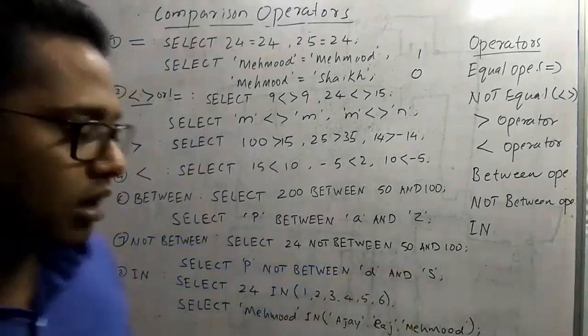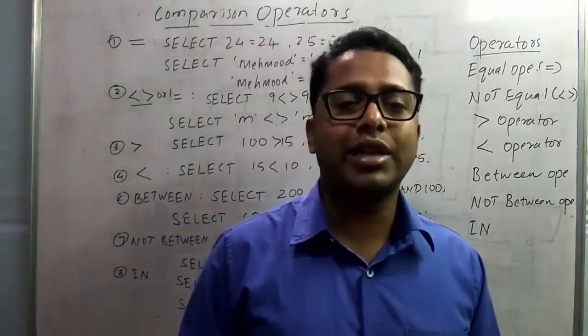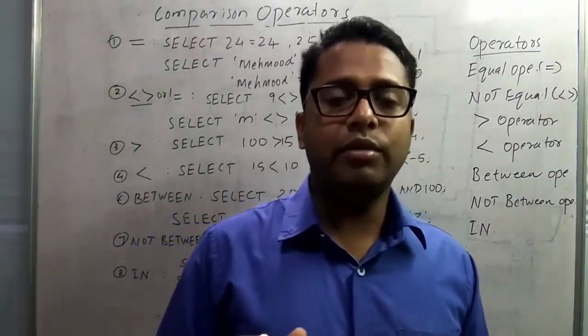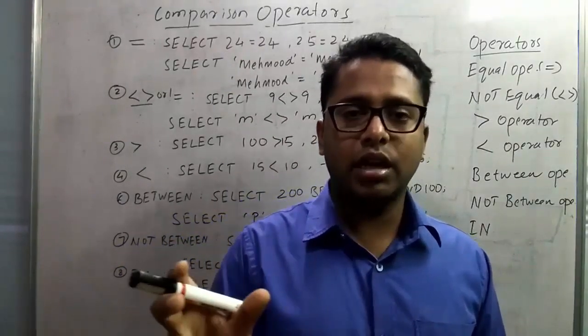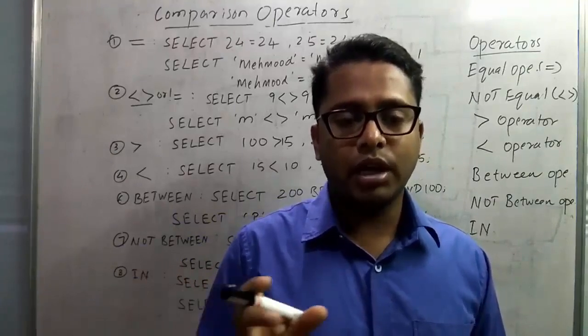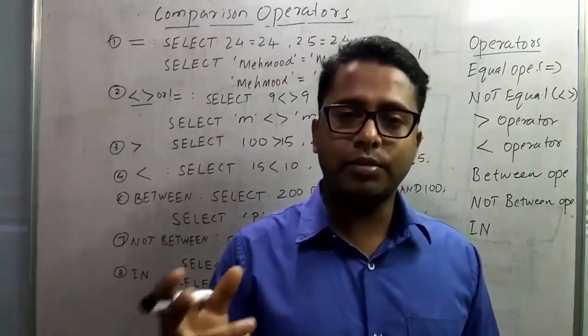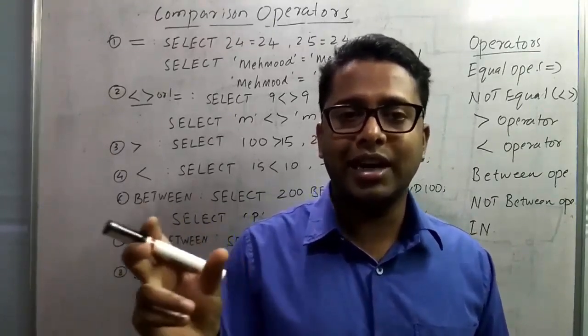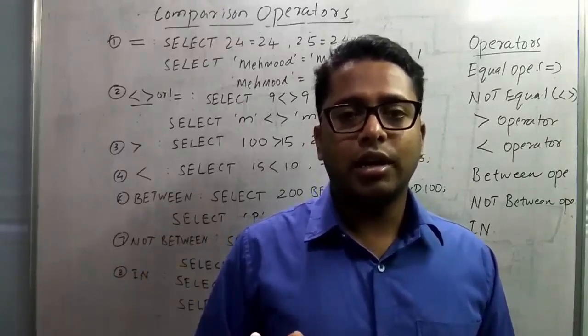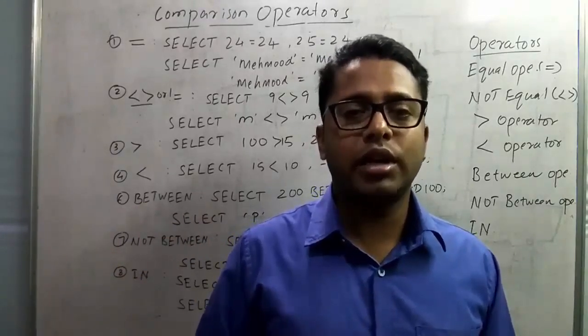Next we will discuss the operator which is called the IN operator. The IN operator will check for a number within a range of numbers. If the number we are looking for is present inside that range, then it will return a true value. Otherwise, it will return a false value.